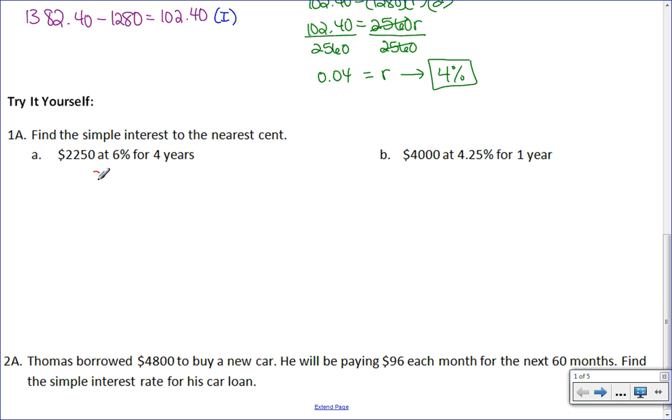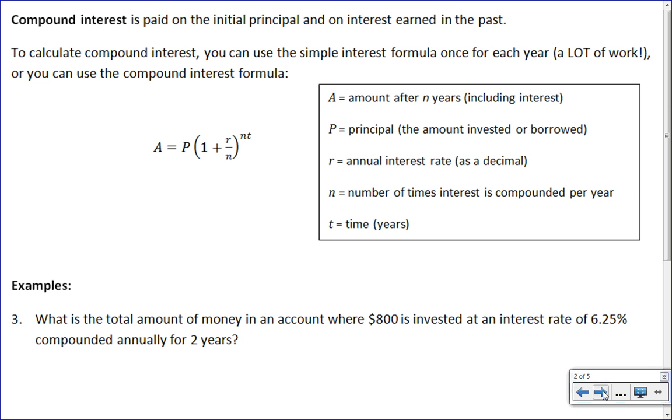For the first one, you should have gotten $540. For the second one, $170. And for the last one, 4%. Okay, let's go to the next page and talk about compound interest.